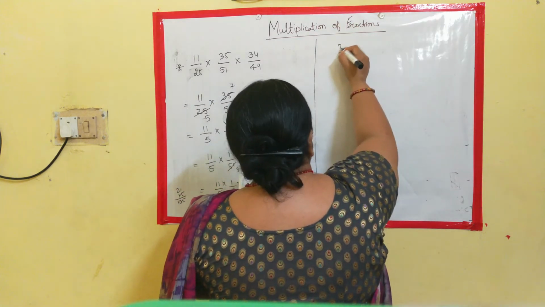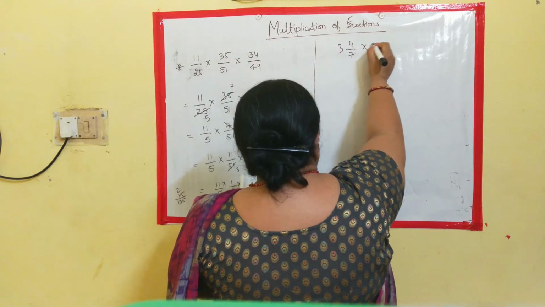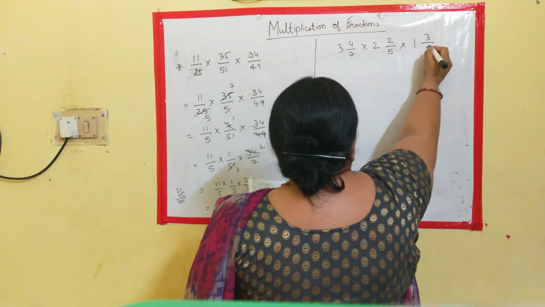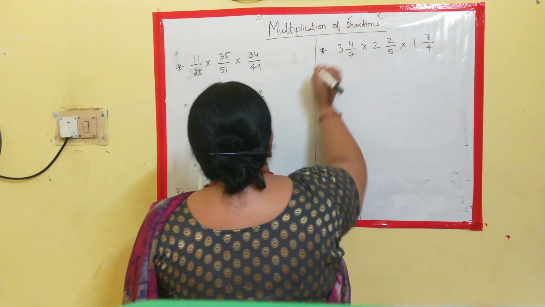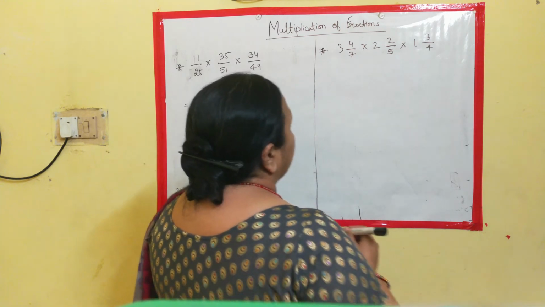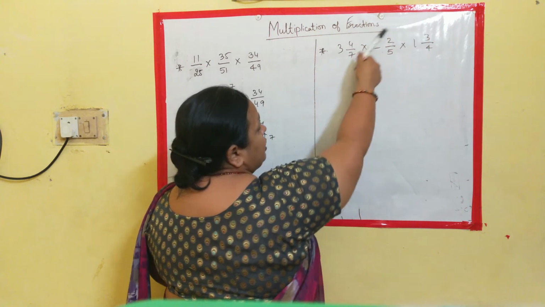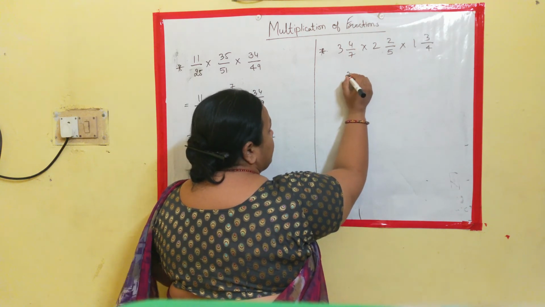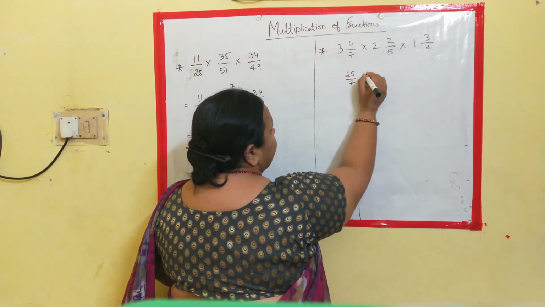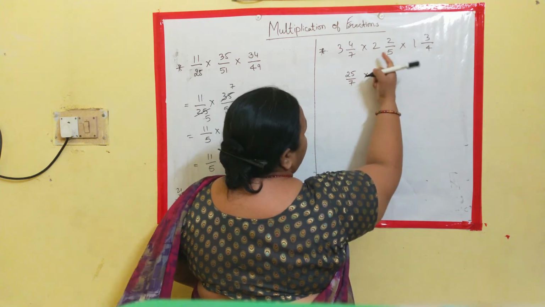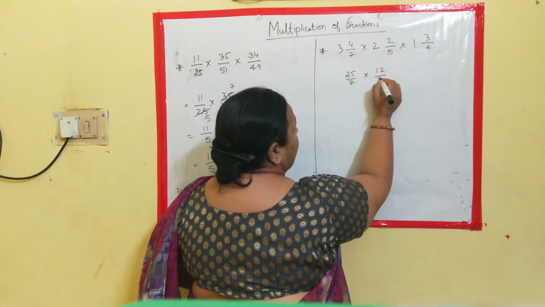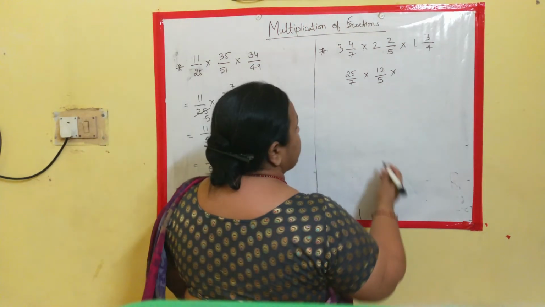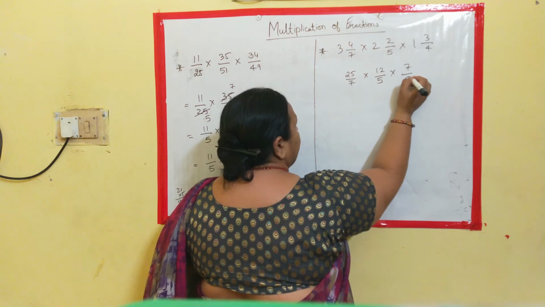Now the next example is 3 4 by 7 into 2 2 by 5 into 1 3 by 4. Now if you see this, here we will first be converting these into improper fractions. So 7 threes are 21, 21 plus 4 is 25 by 7. Then we have 5 twos are 10, 10 plus 2 is 12, 12 by 5. And 1 into 4 is 4, 4 plus 3 is 7. So we have 7 by 4.